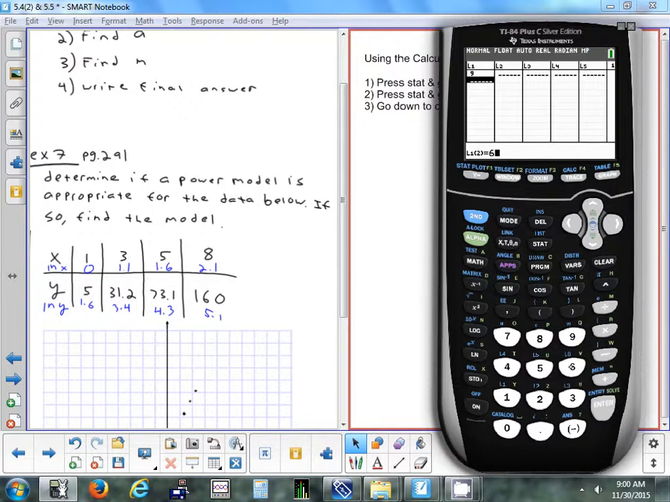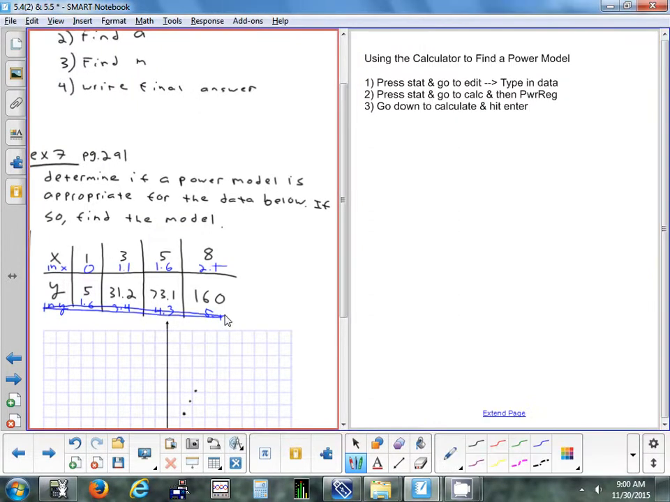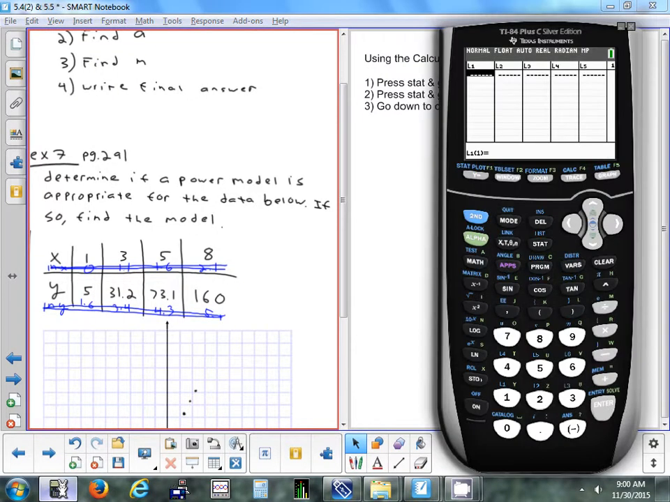Okay, if you already have data typed in and you need to clear it, you can just highlight the data and just press Delete. It'll get rid of what's in there. Okay, what I'm going to do is put all my X's, all the black values. Remember, we're done with these. Just cross these out so we don't get confused. I'm going to put all my X's in L1. I got 1, 3, 5, 8. Okay, then what I'm going to do is press my right arrow. I'm going to put all my Y's in L2.